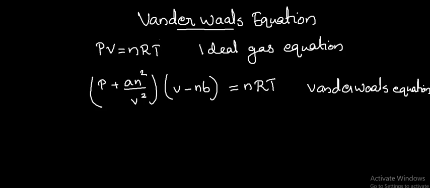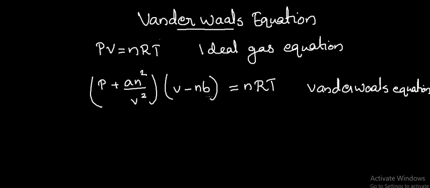Good morning. Today I am going to discuss the Van der Waals equation of state. Van der Waals modified the ideal gas equation, that is PV equals nRT, to adapt it to the behavior of real gases. He introduced two correction terms into the ideal gas equation. One is volume correction, and the other is pressure correction.